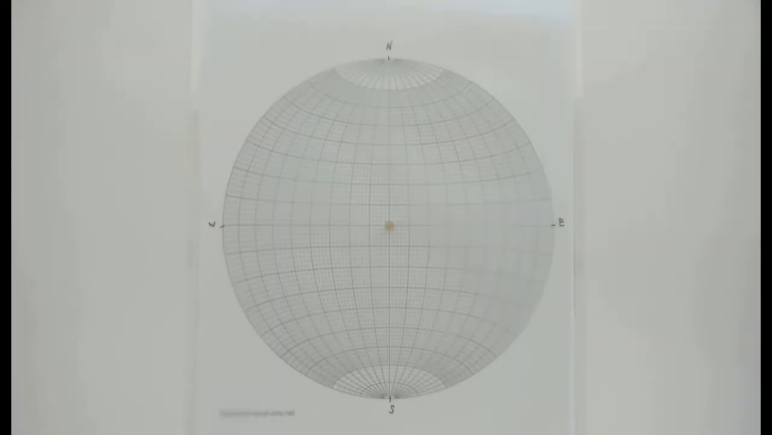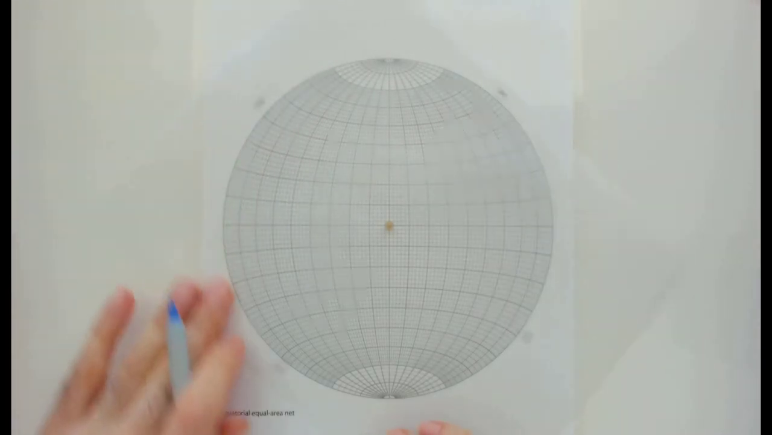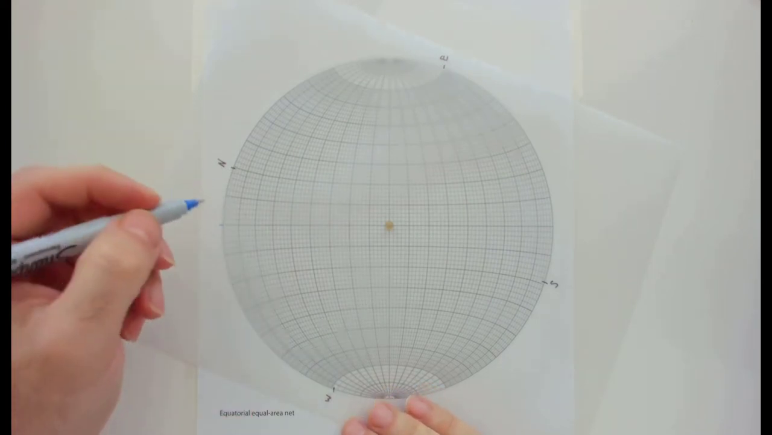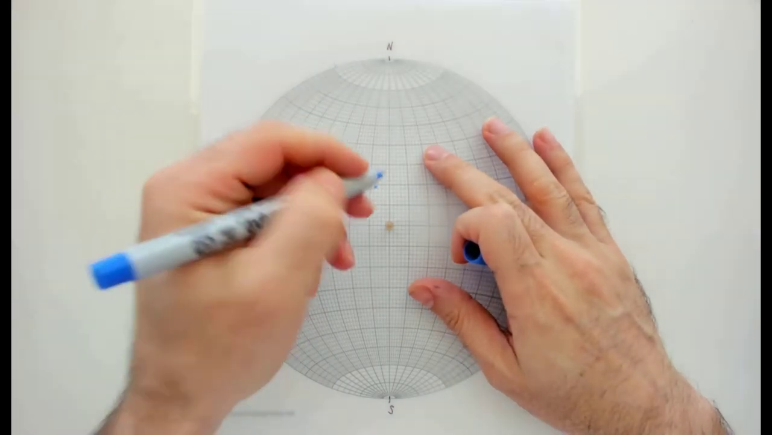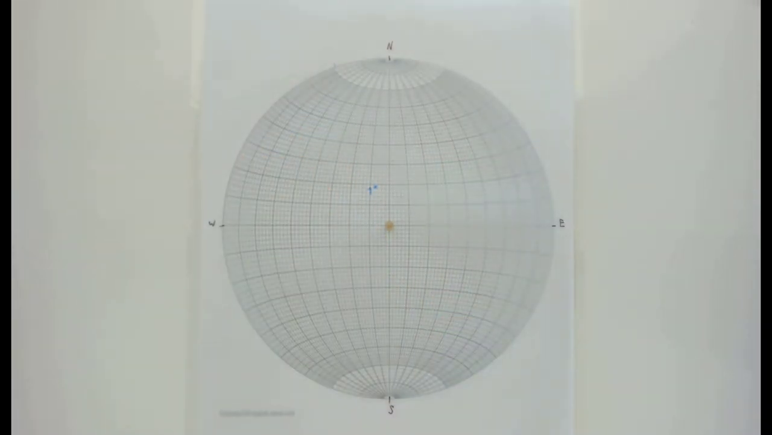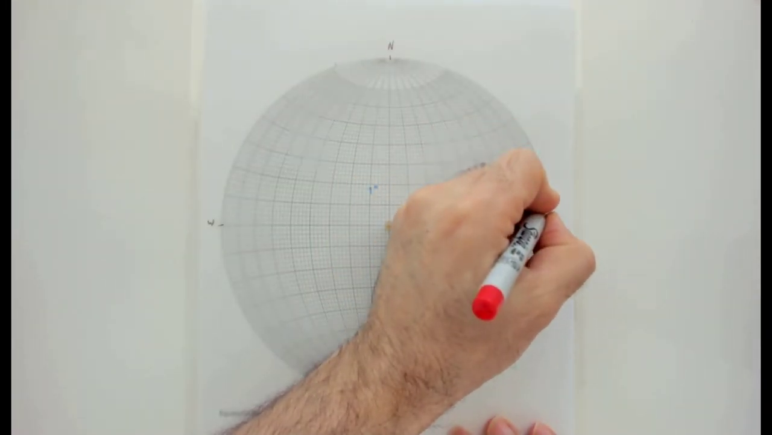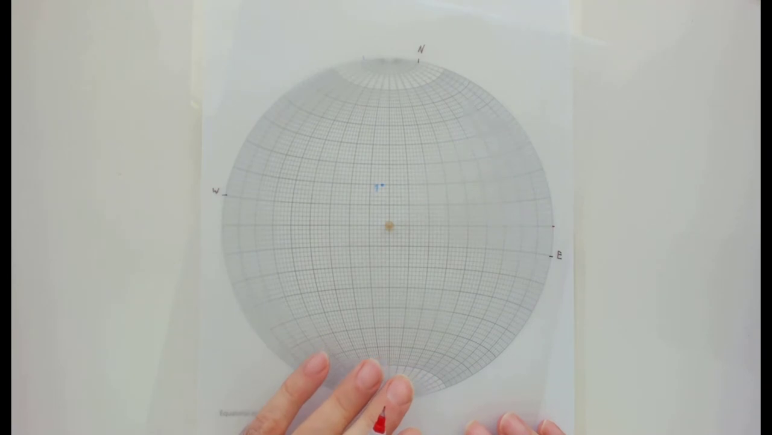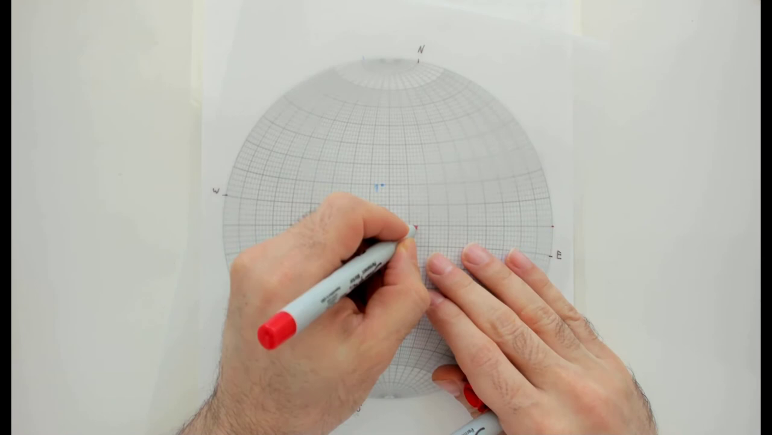All right, let's first plot the plunge and the trend of the boreholes. Borehole 1 has a trend of north 20 west, 70 degrees. Right, that's gonna be borehole 1. I'm gonna label it with 1, and the second one is north 80 east and is plunging 76 degrees. So here is 80, 76 has to be here.